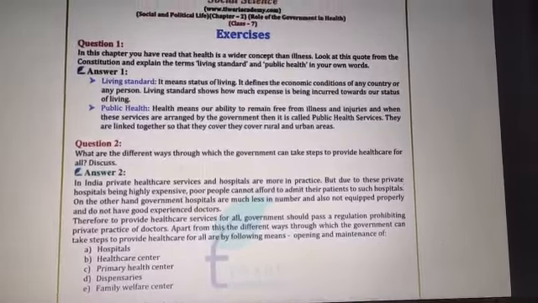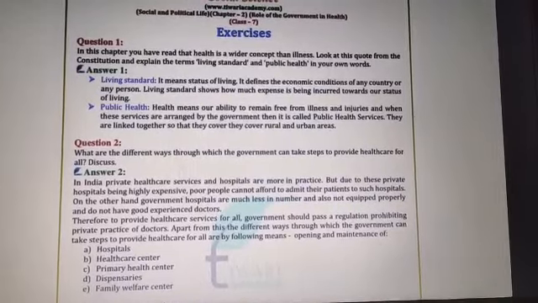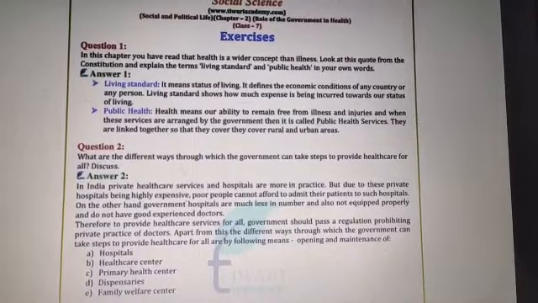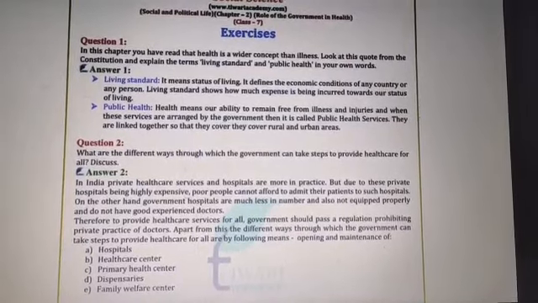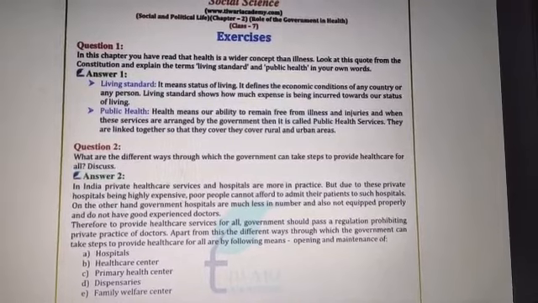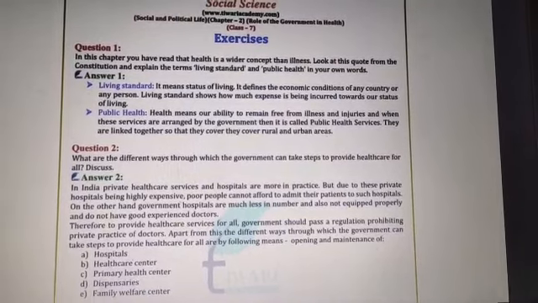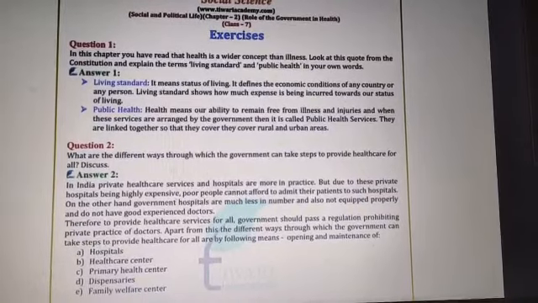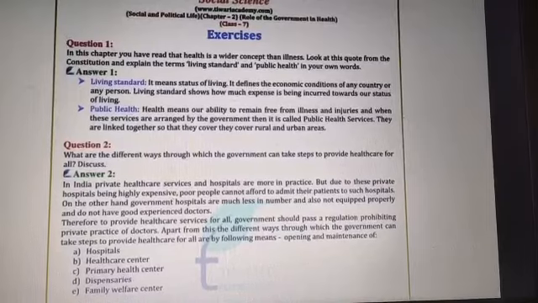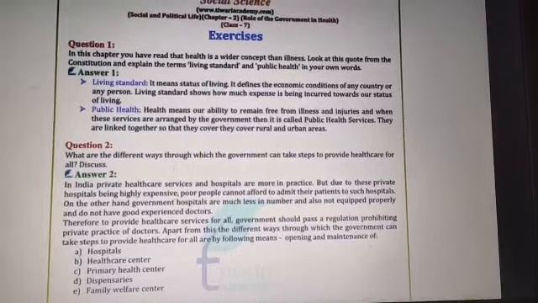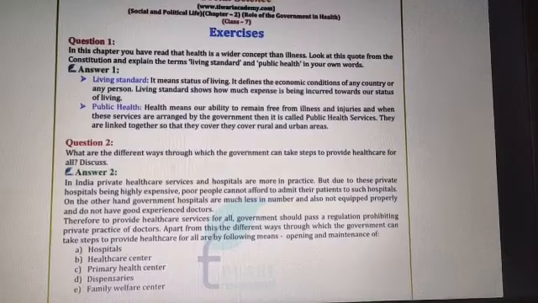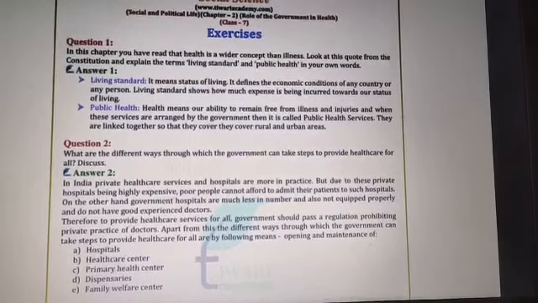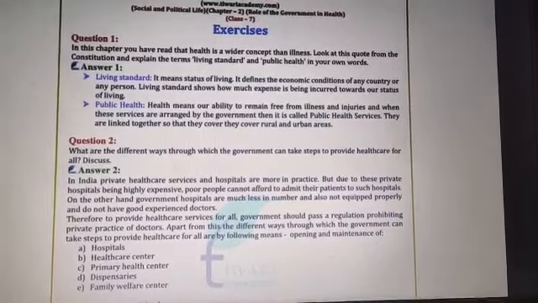Next is public health. Public, as we have already discussed, means the people of a country. Health means ability to remain free from illness. So public health means our ability to remain free from illness and injuries, and when these services are arranged by the government, then it is called public health services. They are linked together so that they cover rural and urban areas. So I hope the meaning of living standard and public health is clear to you.